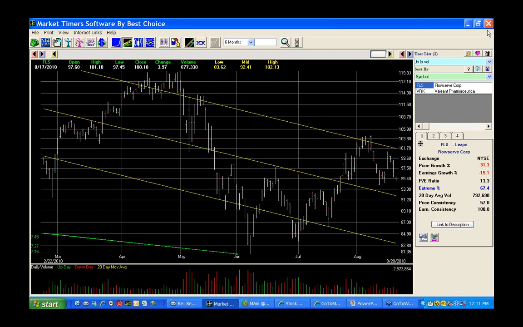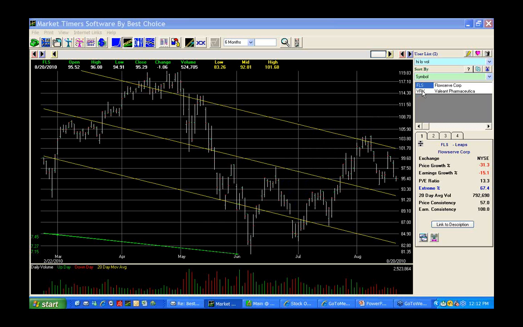All right, I picked 2 stocks here before we got started, and the only reason I picked these was as an example of volatility. These are not stocks that I'm looking to trade or anything like that. This is FLS, Flowserve Corp. You see it right up here. This is an example of wide volatility, and this is one of the great things that Pete built into Best Choice: a visual way to look at the range or the width of the volatility. You can see these 3 lines, the outer lines are spread far apart.